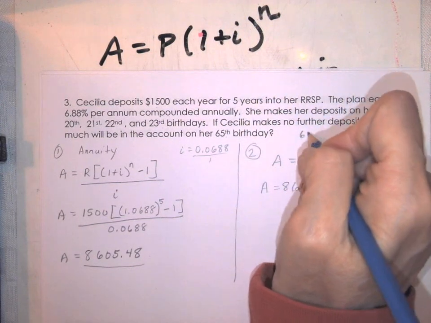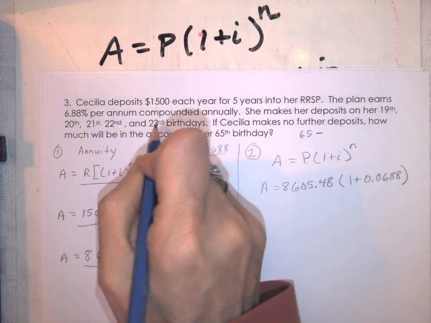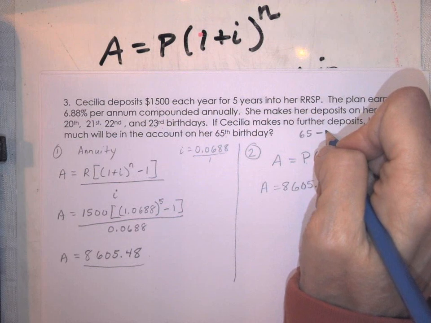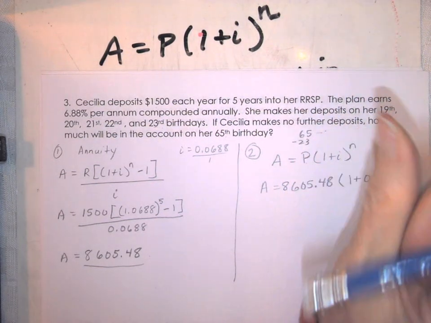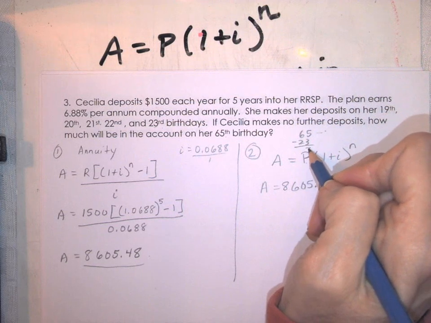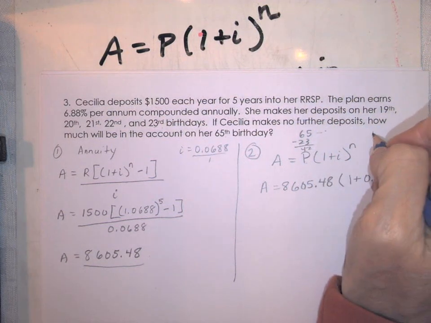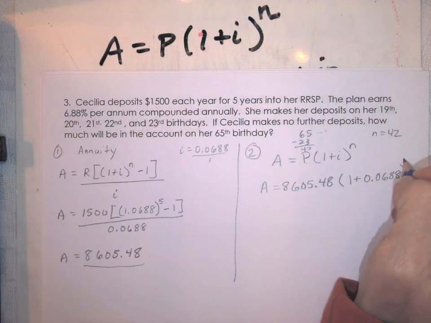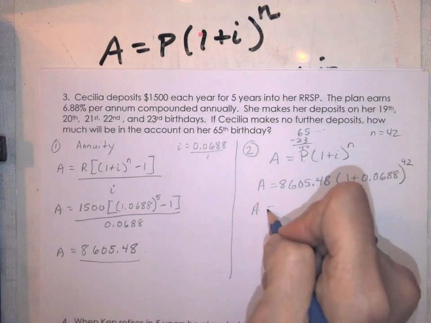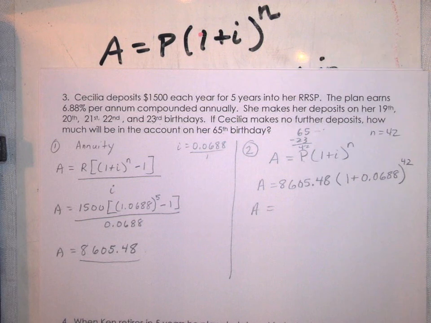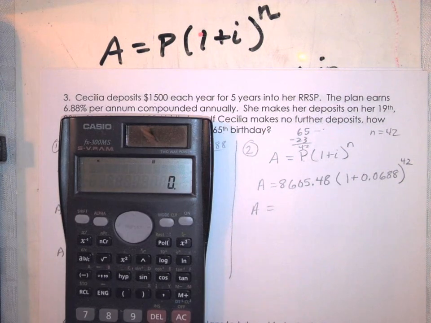Now, how many years does she leave it there for? From 23 to 65, so minus 23 here actually. It's going to be our n, which is going to give us 42. So n is going to be 42. So she leaves it there for 42 years. And now, without contributing any more, we'll see how much she'll have after 42 years.